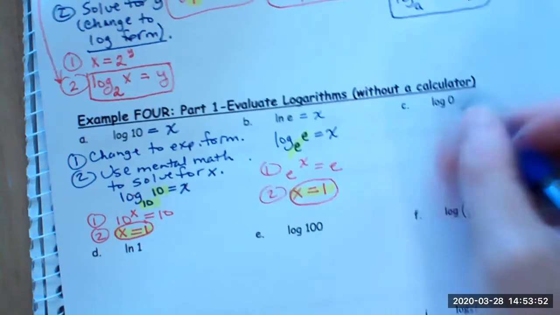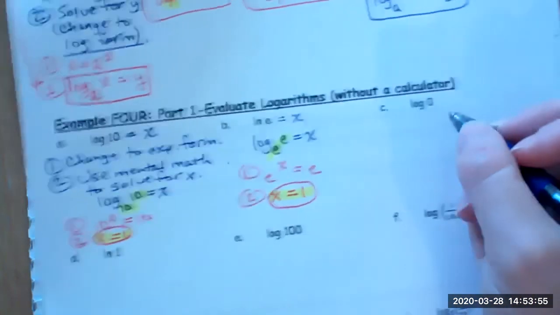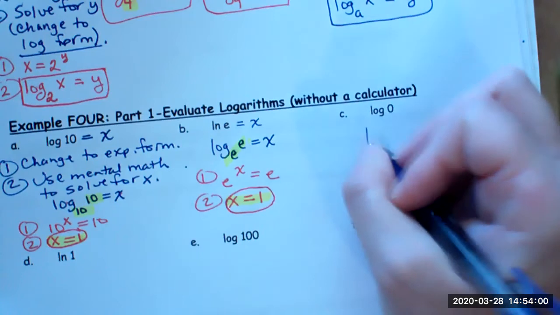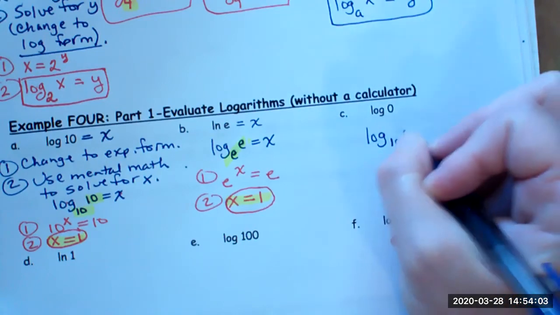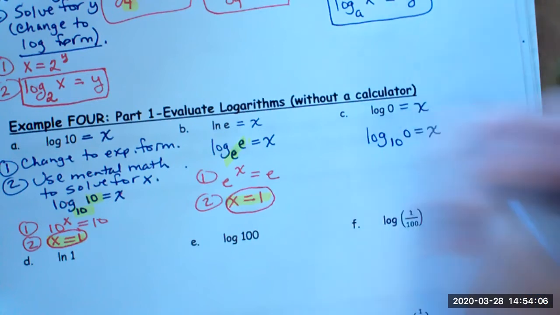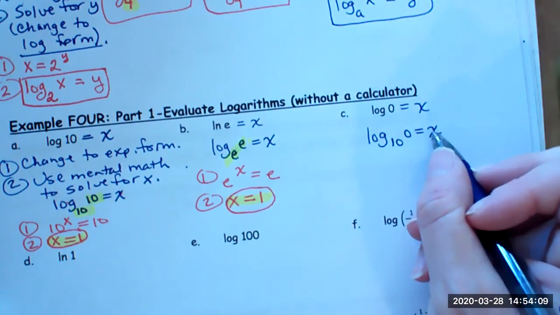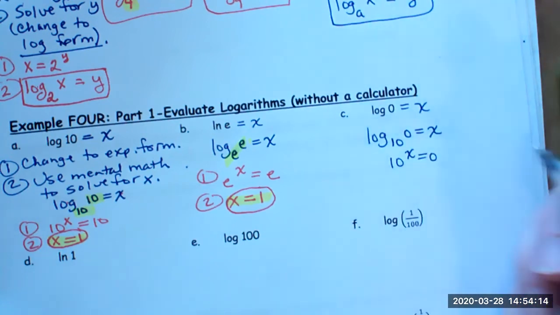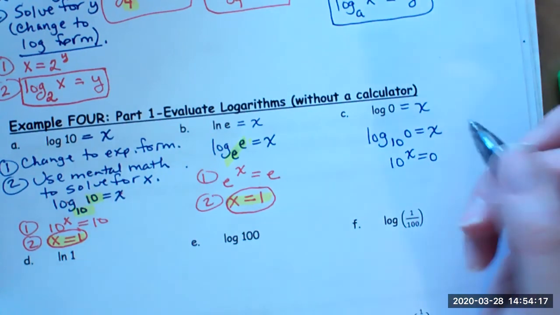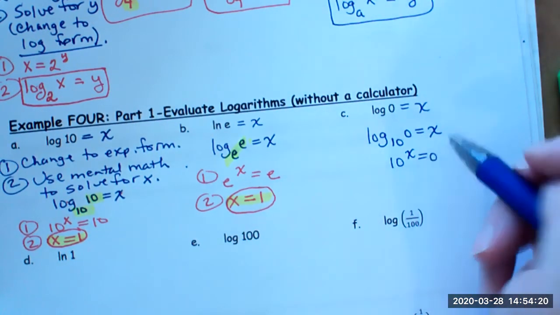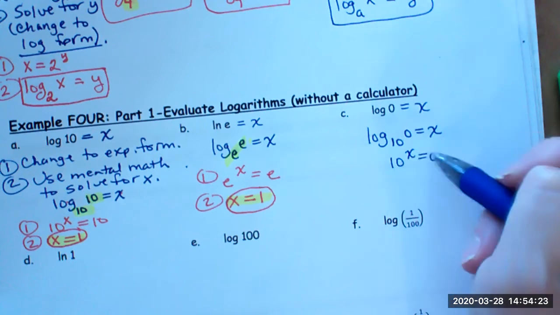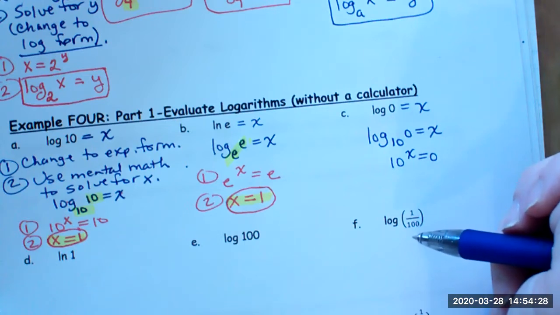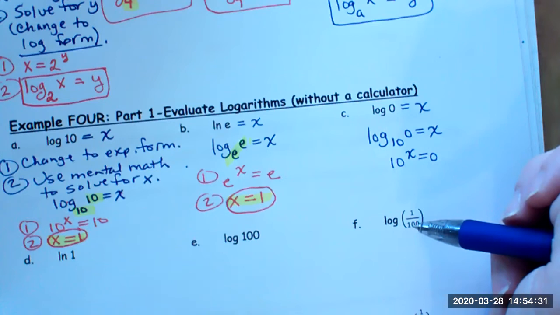Let's look at this one where we've got log of 0. Let's see what happens here. I'm going to fill in the understood base here, base 10. We've got log base 10 of 0 equals x. Now, if I rewrite this in exponential form, I get 10 to the x is equal to 0. And then if I want to do the mental math now, and I say to myself, well, what number do I have to raise 10 to get 0? So I'm going to pause for a moment. I want you to think about that. What number do I have to raise 10 to get 0?